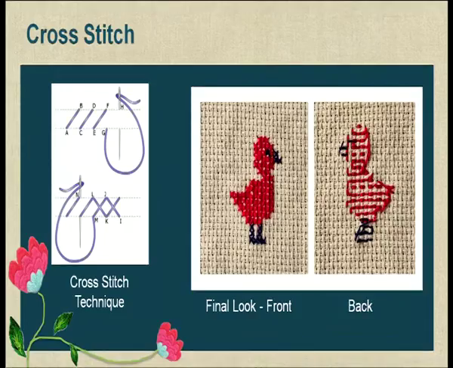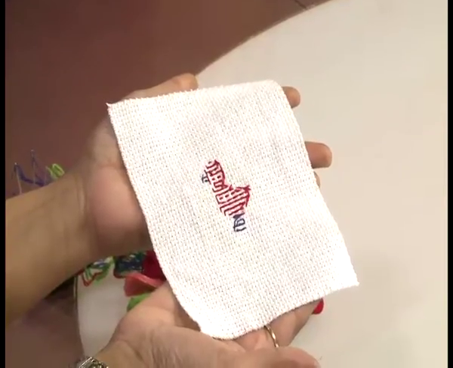So you can see in the sample over here, on the front side you see crosses. On the back side it could be either horizontal lines or vertical lines depending on how you start this. You can very beautifully fill in the motifs with this embroidery. Let's see how Sarika shows us the cross stitch.